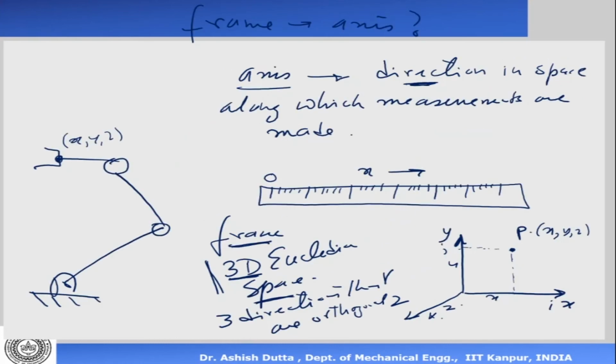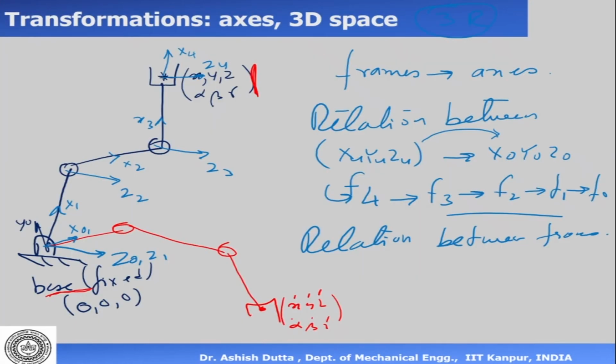Now let us go back to what we were talking about. What we have seen is that we are assigning frames, that means fixing different axes at the joints and finding the relation between them. Now what is the relation between the two frames here? Let's say frame 3 and frame 4, frame 3 and frame 2, frame 2 and frame 1. What is the relation between them?